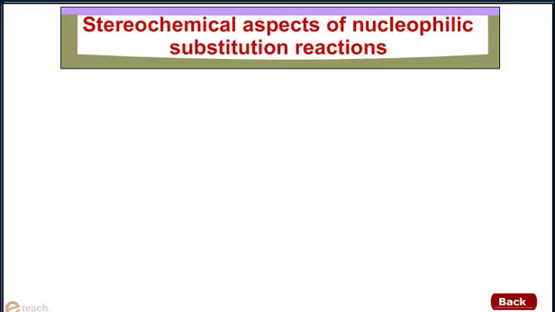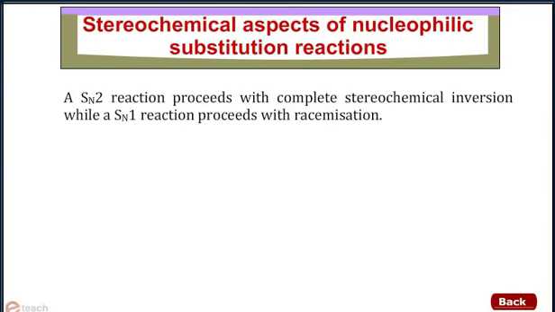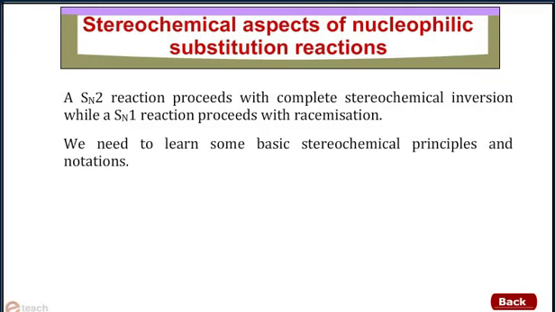Stereochemical aspects of nucleophilic substitution reactions. An SN2 reaction proceeds with complete stereochemical inversion, while an SN1 reaction proceeds with racemization. We need to learn some basic stereochemical principles and notations.